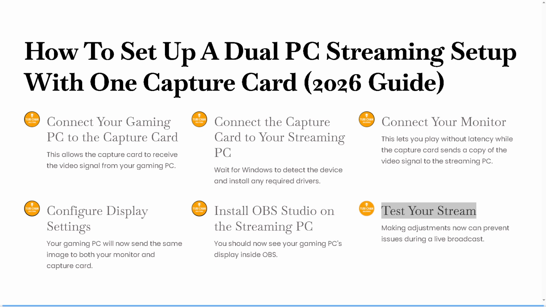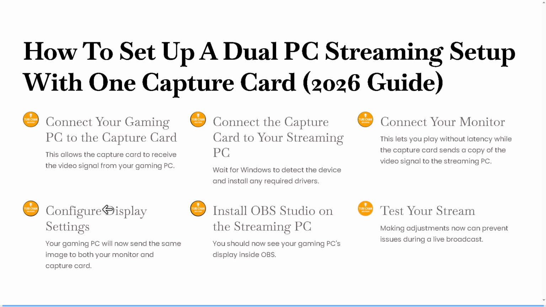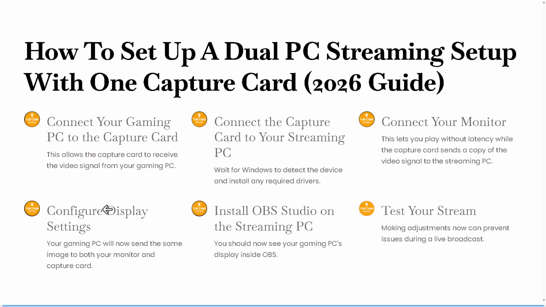Setting up a dual PC streaming setup with one capture card is an excellent way to achieve smoother gameplay and higher quality streams. By connecting your PC to a dedicated streaming PC through a capture card and properly configuring OBS Studio, you can create a professional streaming experience that's reliable, scalable, and ready for platforms like YouTube, Twitch, and Facebook gaming.